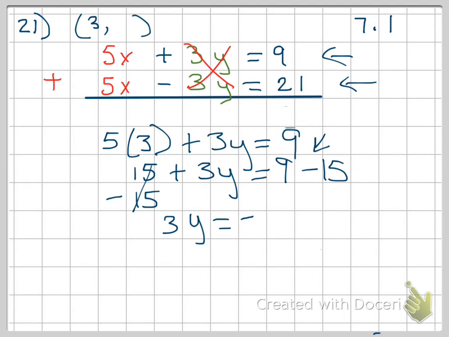And 9 plus 6 is 15, so 15 minus 9 is 6. So we have a negative 6. Well, we're not done yet because y is not hanging out by itself, so we haven't solved for it yet. So in order to get rid of 3 times y, in order to get rid of the 3, we do the opposite operation. We divide.